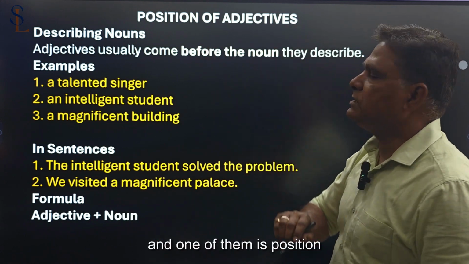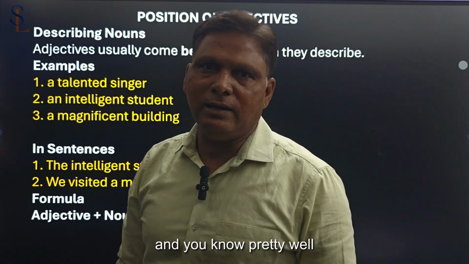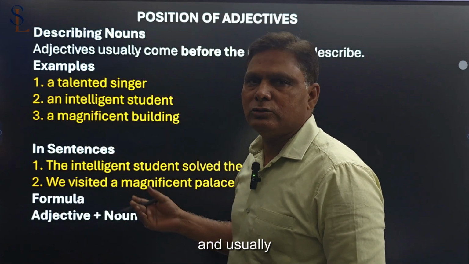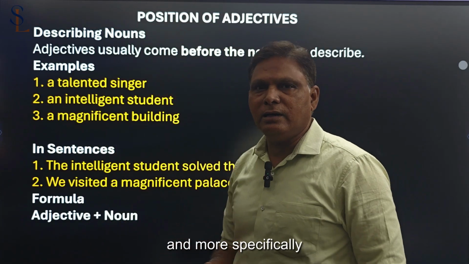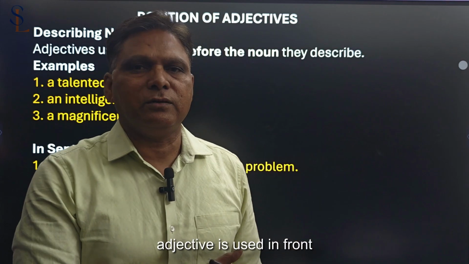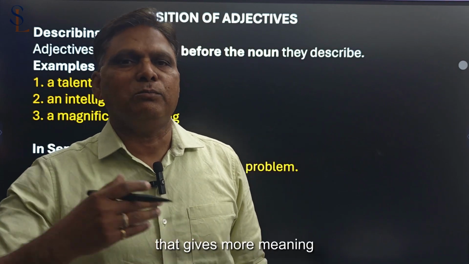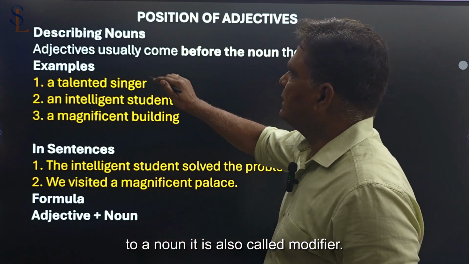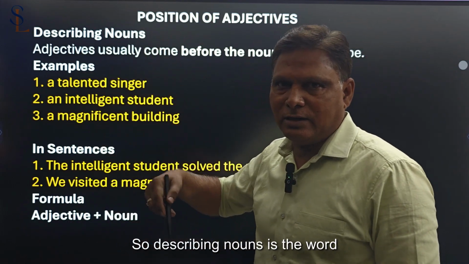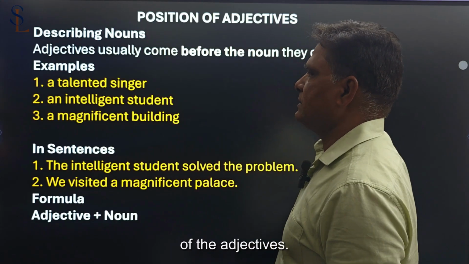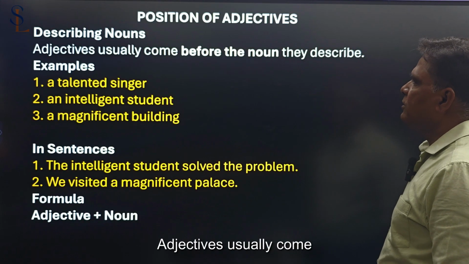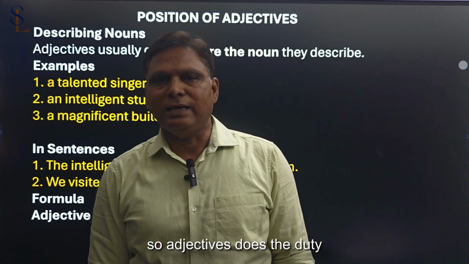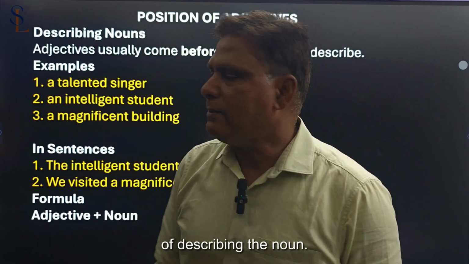And one of them is position of adjectives. You know pretty well, adjective definitely is a word that gives more meaning to a noun. And more specifically, adjective is used in front of the noun that gives more meaning to a noun. It is also called modifier. So, describing nouns is the duty of the adjectives. Adjectives usually come before the noun they describe.